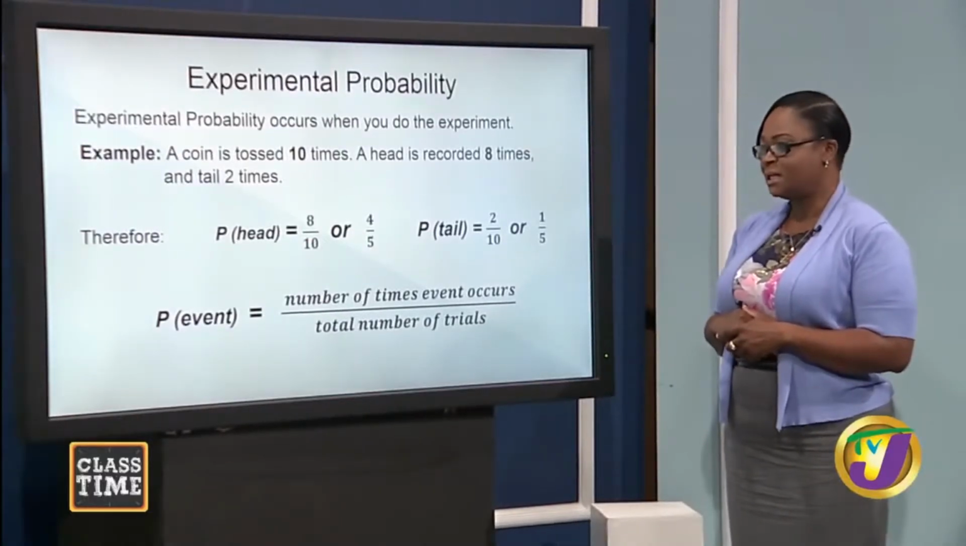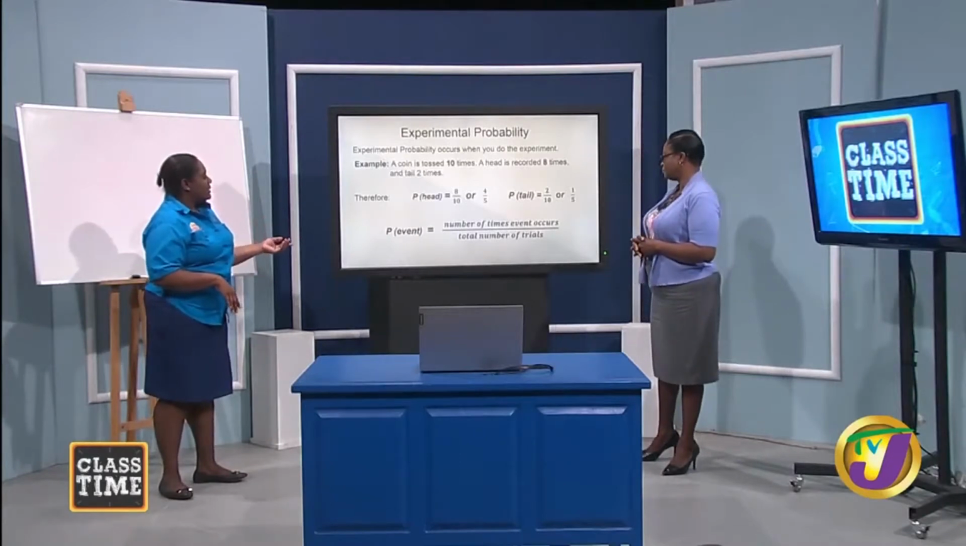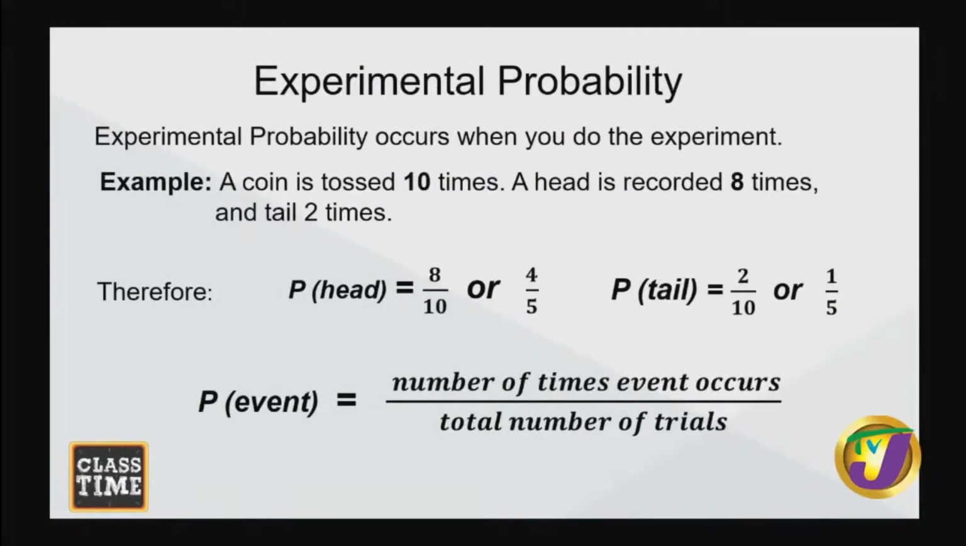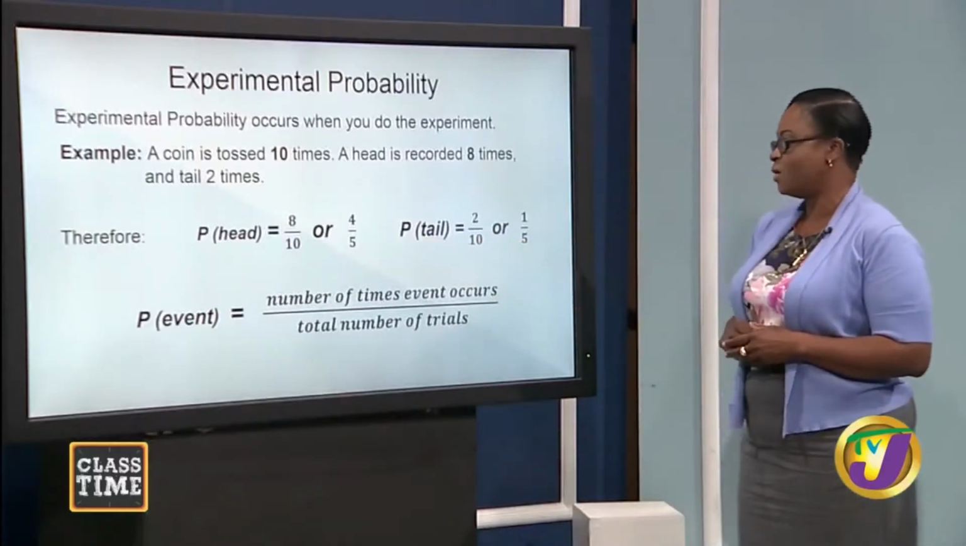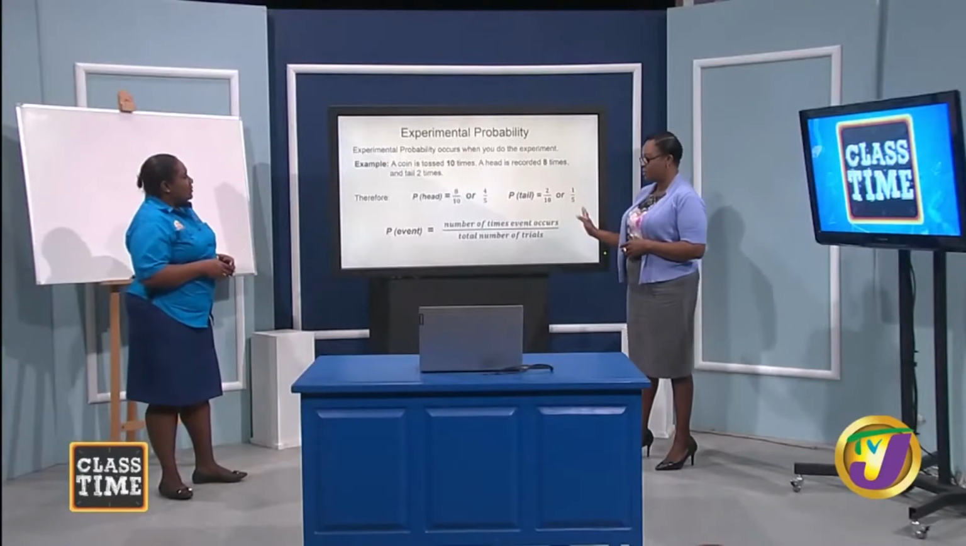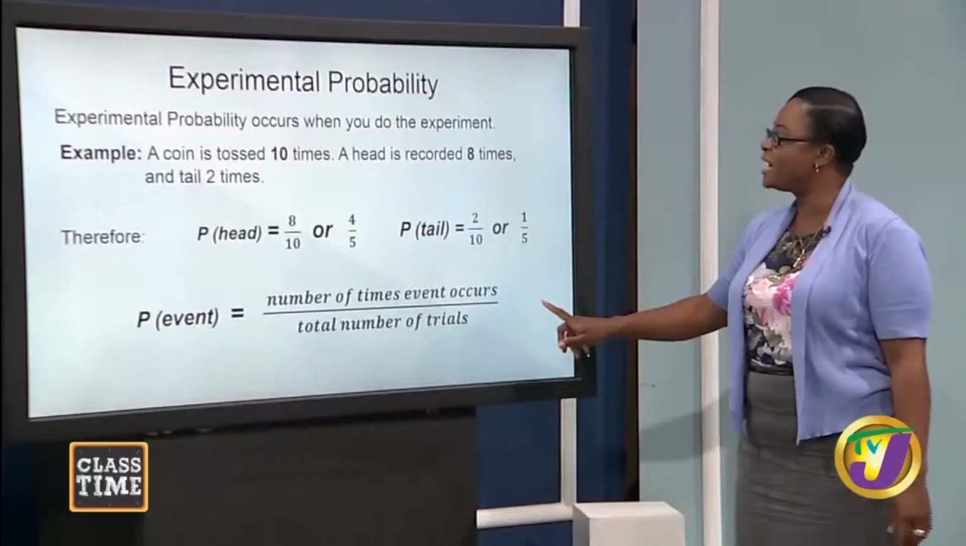So if we want to make a generalized formula, the probability is the number of times the event occurs, 8, out of the total number of trials, which in this case would have been 10. And it works for both, as you would have done before. Remember, this is just to recap.